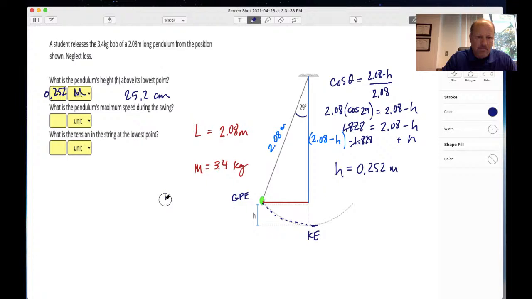So mgh here is equal to 1/2 mv squared down here. If you set those equal to each other, the m's cancel out. Multiply both sides by 2, which gets rid of the half, so now you have 2gh on this side and v squared, so v is the square root of 2gh.